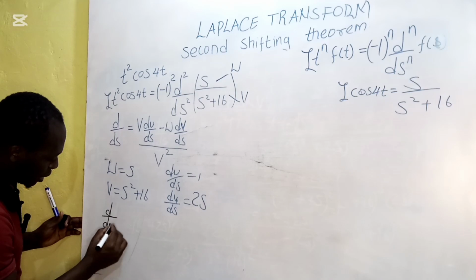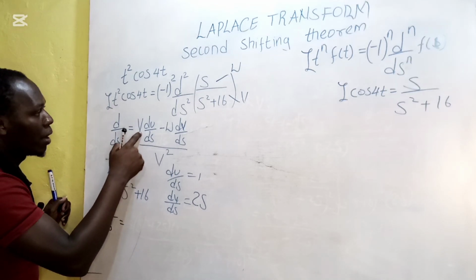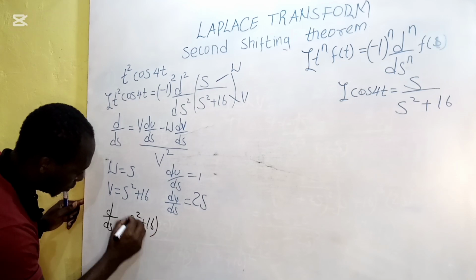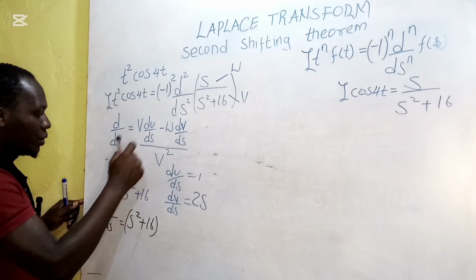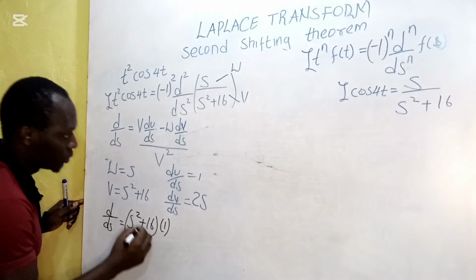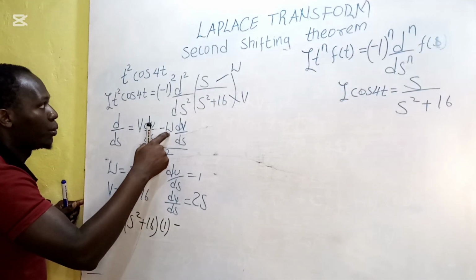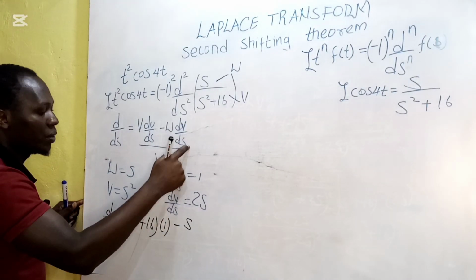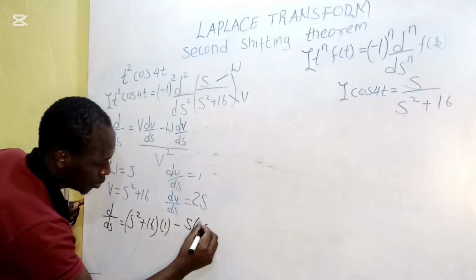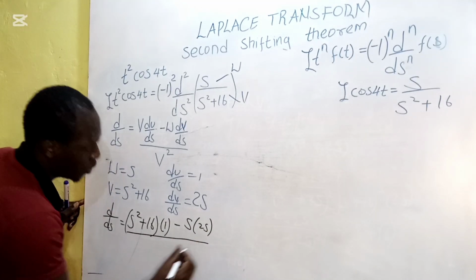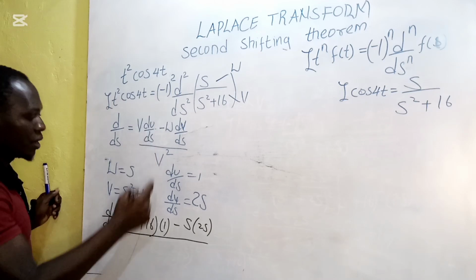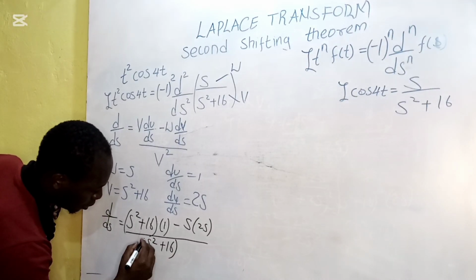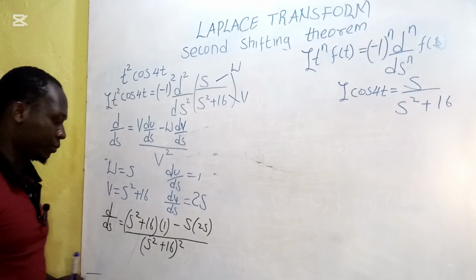d over ds is going to be equal to v, where v is equal to s squared plus 16, times du with respect to ds, 1. We subtract from u, our u is equal to s, and our dv with respect to ds is equal to 2s. Everything is going to be all over v squared. Our v squared is equal to s squared plus 16, but everything now will be squared.